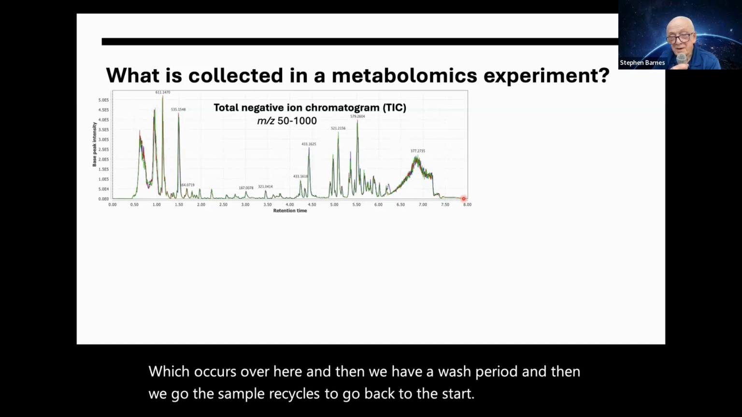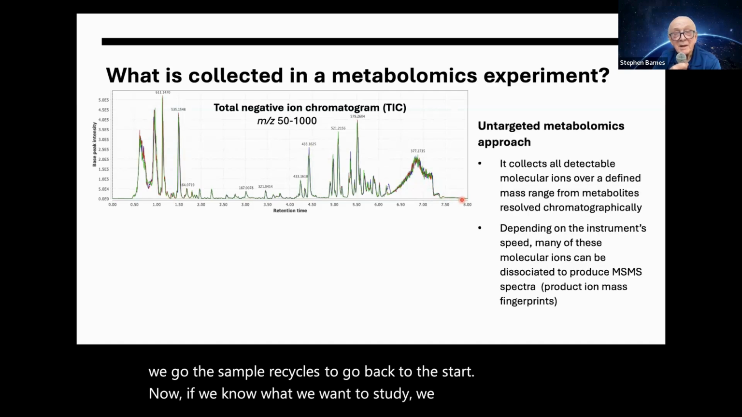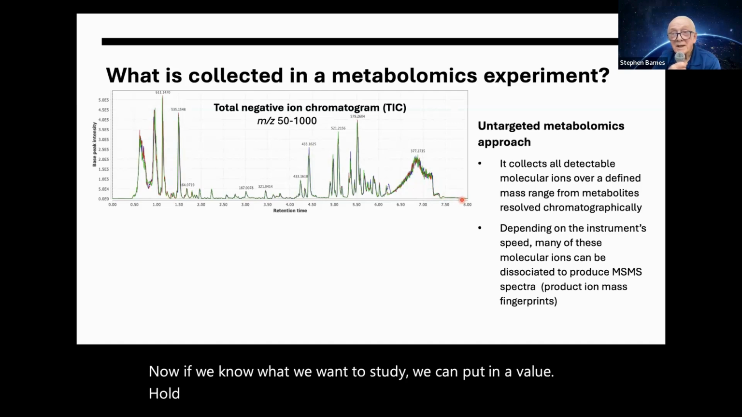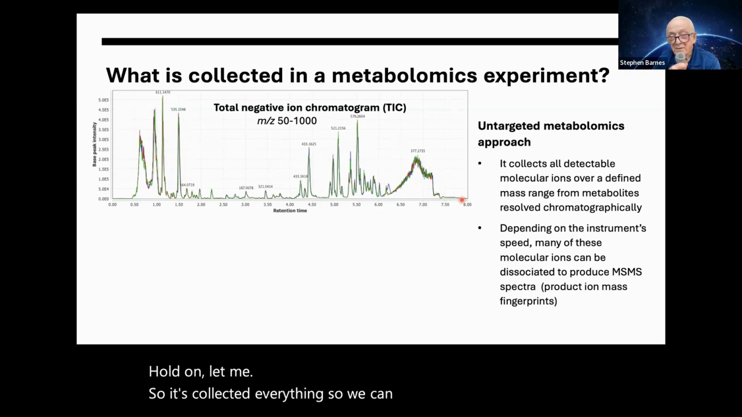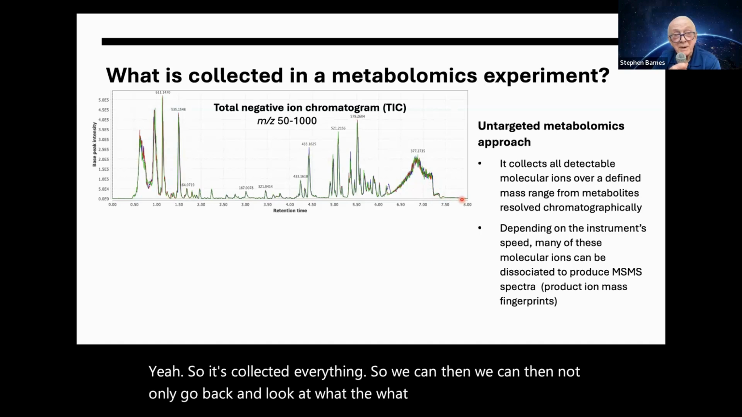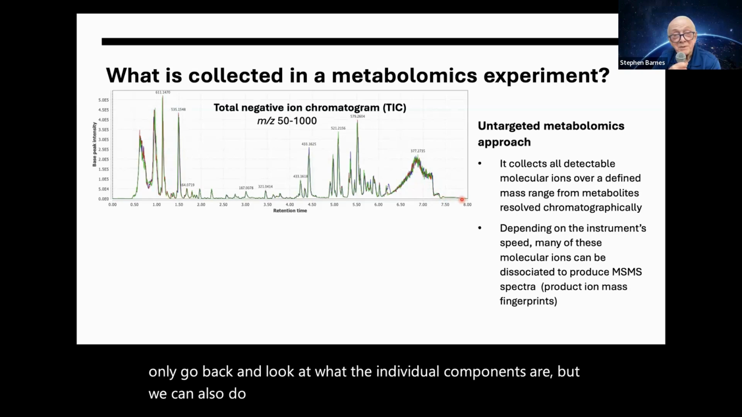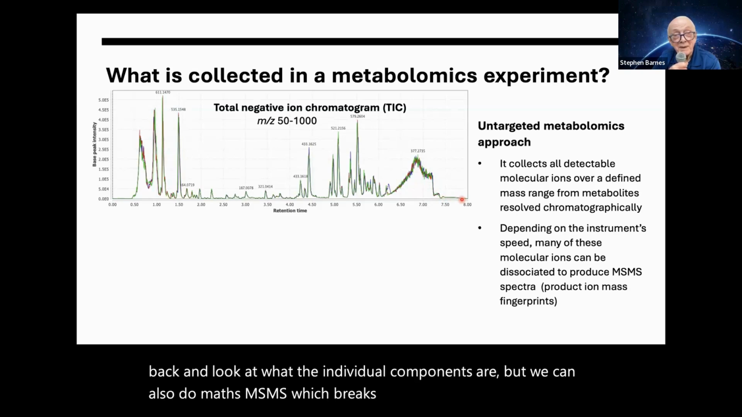Now, if we know what we want to study, we can put in a value. Hold on, yeah, so it's collected everything. So we can then not only go back and look at what the individual components are, but we can also do MSMS, which breaks each of the compounds down, so we get a molecular fingerprint.